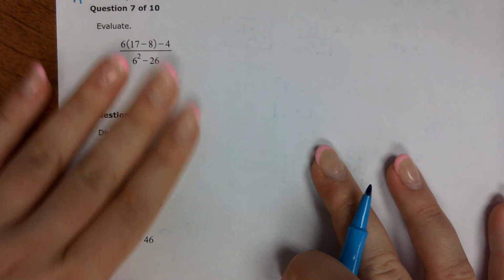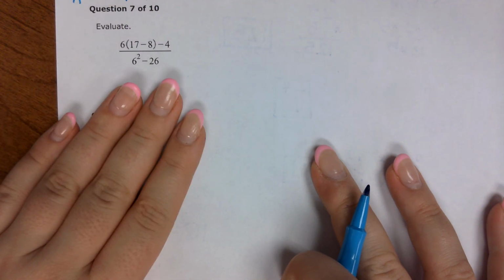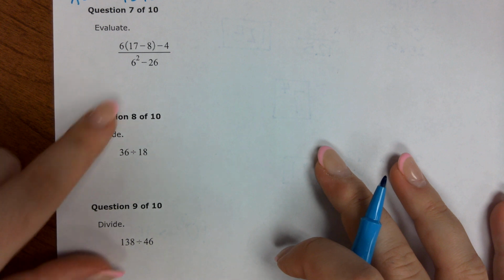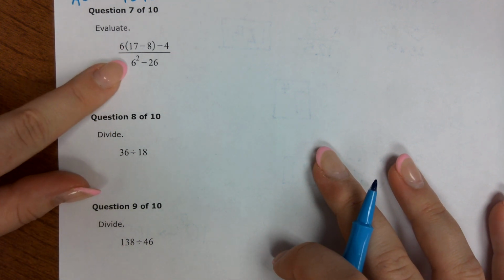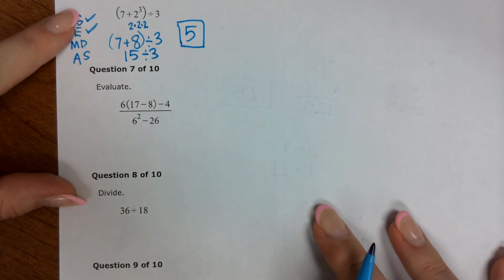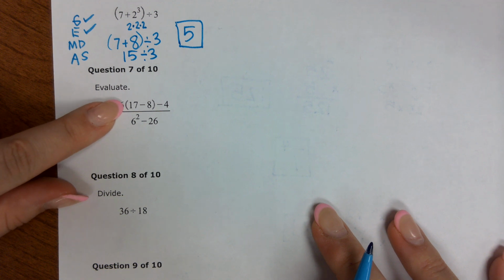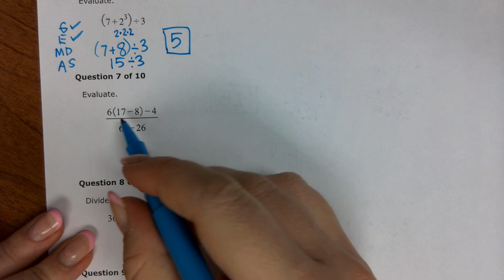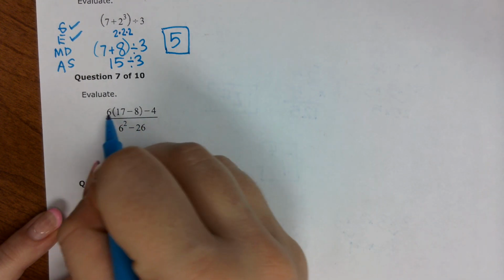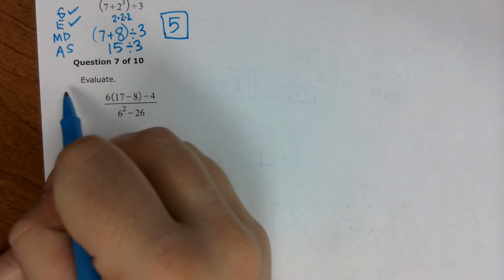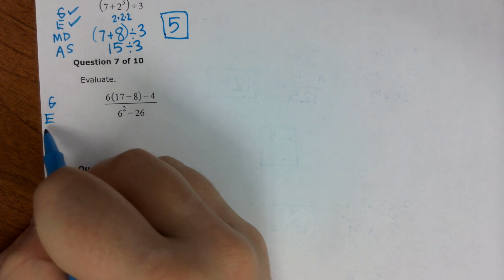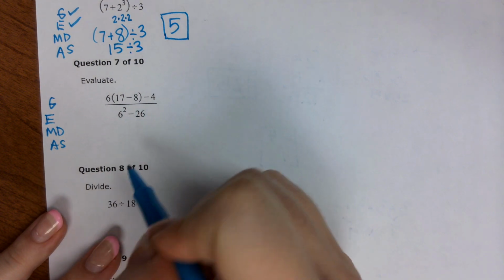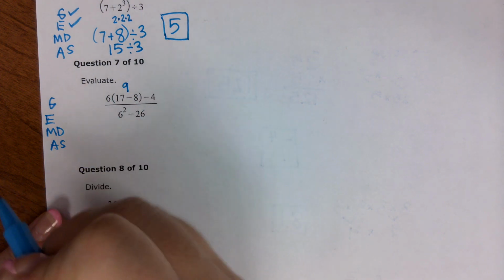Okay, number 7. Now, I know this looks like a lot, but there's just a couple of things that we have to remember, and then it's actually fairly easy. So we're going to just pretend like these are 2 different GEMDAS problems. So we're going to follow the steps for the first part, or for the top and for the bottom, okay? And then we'll go over what to do. So we're going to do the top first. So I know that we're going to solve the grouping first, so whatever's in parentheses. So 17 minus 8 is 9.